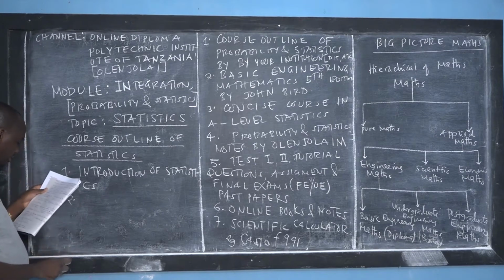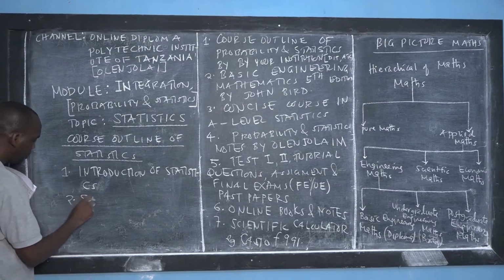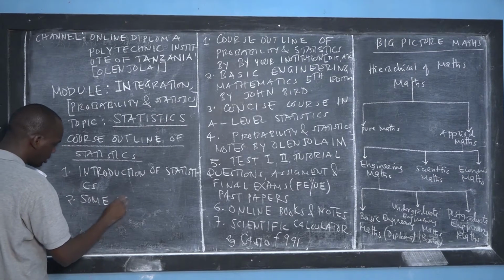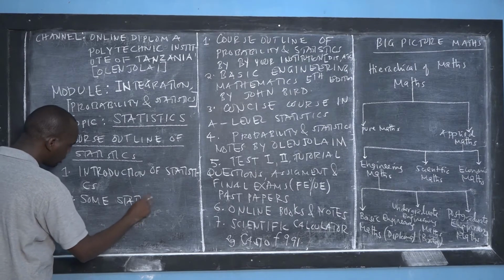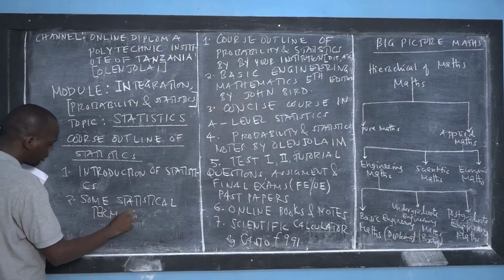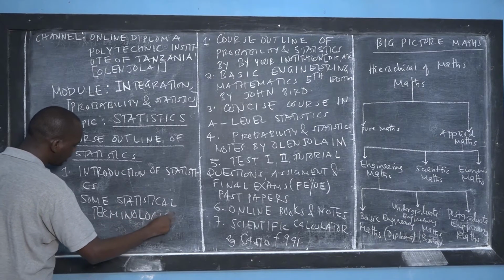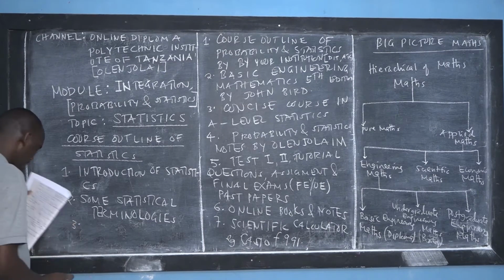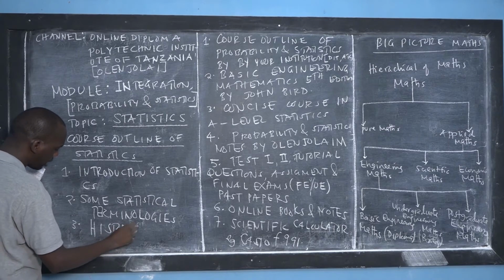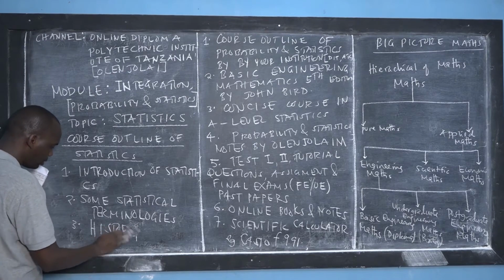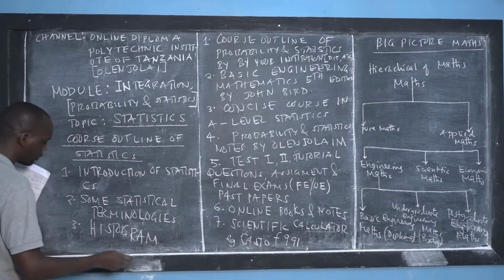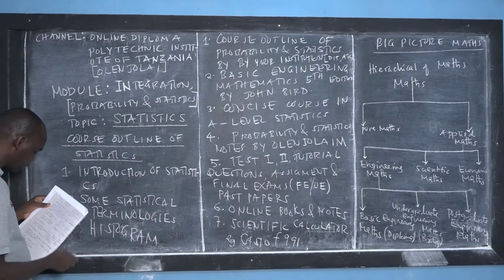Then the second content that you are going to learn: I'm going to teach you some statistical terminologies. How do we define some statistical terminologies? Okay, you are allowed to pause these videos in case you find I'm teaching quickly. Then I'll be teaching you the histogram. If you knew it, I'll remind you. If you don't know it, I'll teach you for the first time. Or if you forgot it totally, I'll be teaching about the histogram.